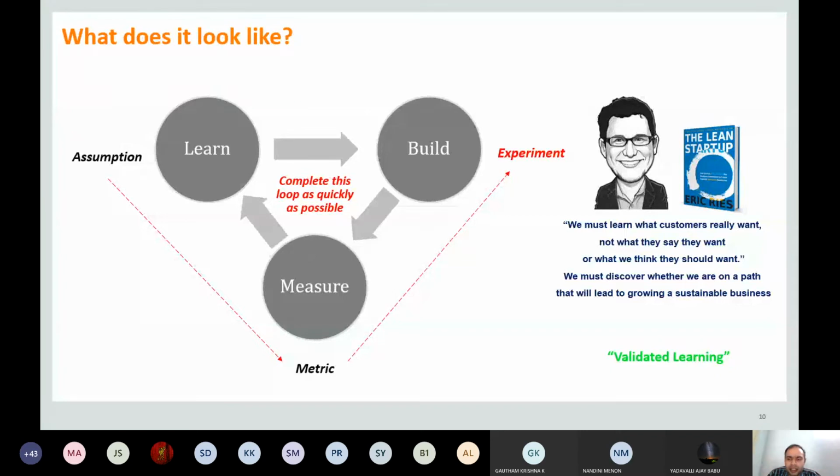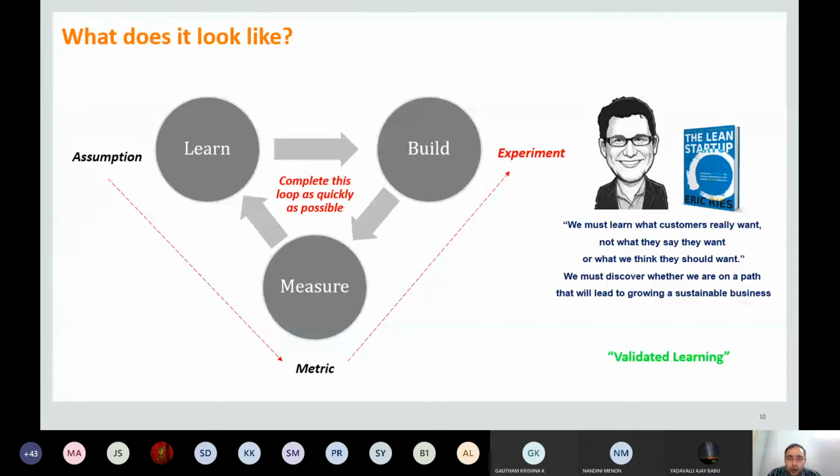What Eric Ries is telling is, listen to these words, or read the words on your slide. It is very clear, but read it twice or thrice. He says we must learn what customers really want. We should know what my customer really wants, but not what they say they want. Sometimes you say I want this and that. You should listen to that, but you should not completely believe or accept what he wants from the product.